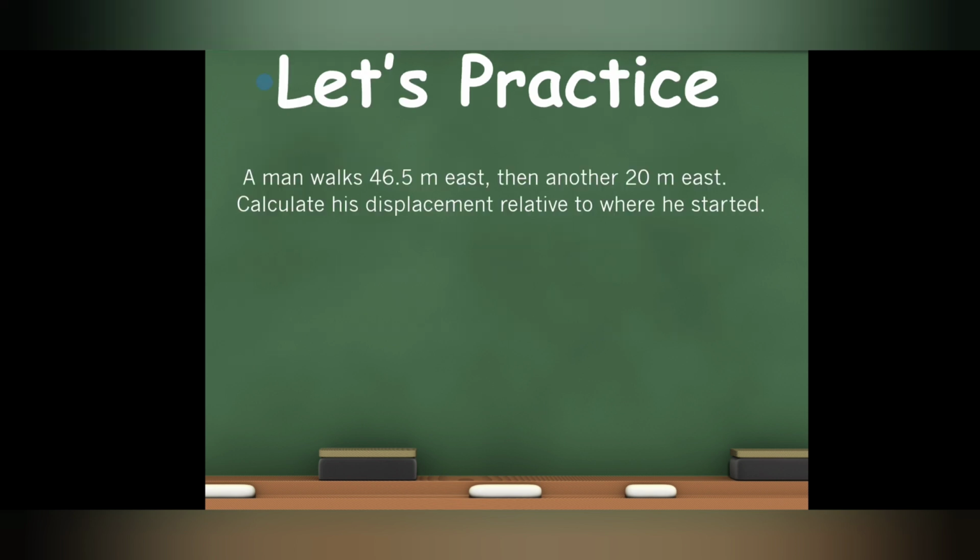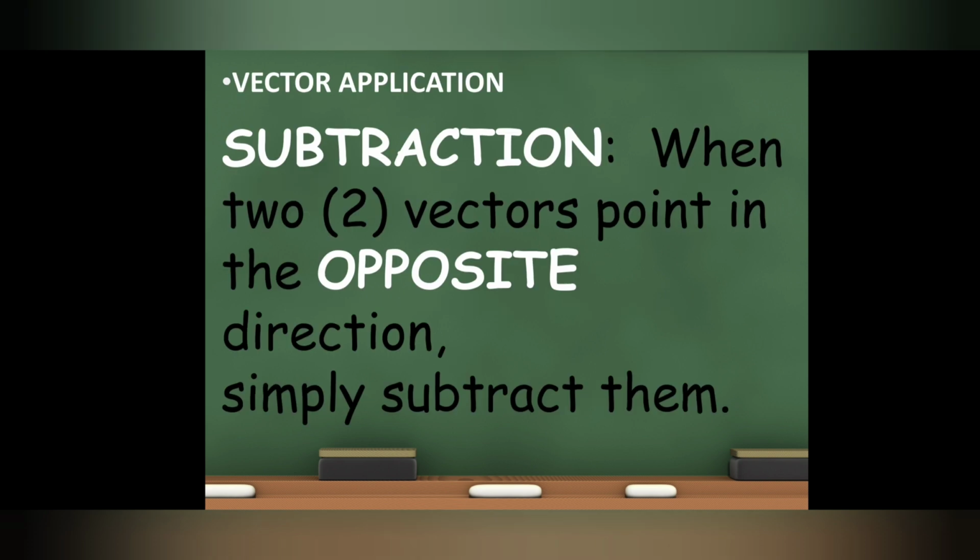Now let's practice one question. A man walks 46.5 meters east and then another 20 meters east. Calculate his displacement relative to where he started. Can you see here? From one point to the other point, and again from the other point to the next point. The red line symbolizes 46.5 meters east, and again 20 meters east is symbolized by the blue line. Together it is 66.5 meters east, which gives us the displacement.